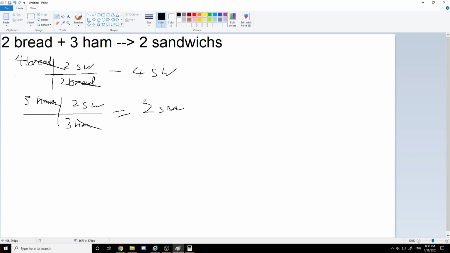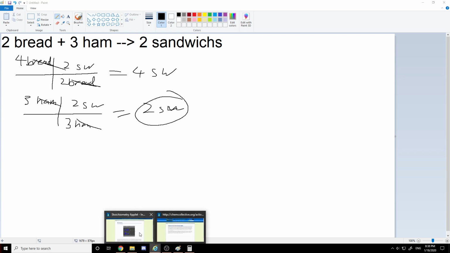Okay, so for our ham we can make 2 sandwiches, but with our bread we can make 4. Well, if we have these in our pantry, what's the maximum number of sandwiches we can make? 2, right? Because we ran out of bread. Or sorry, we ran out of ham. There's no way to make 4 sandwiches because we just don't have enough ham to do that. We would just be eating bread at the end. We wouldn't be eating sandwiches, right?